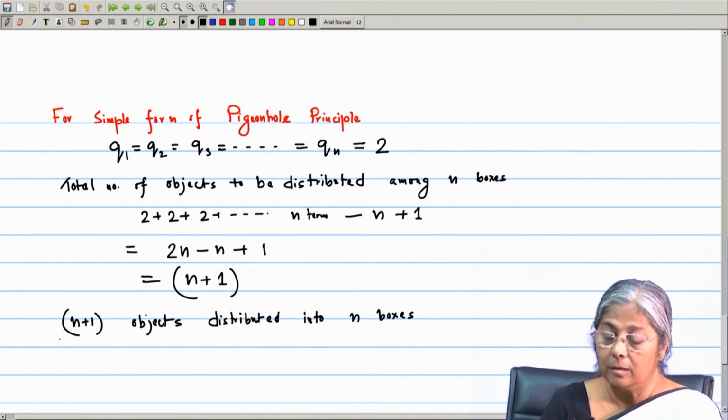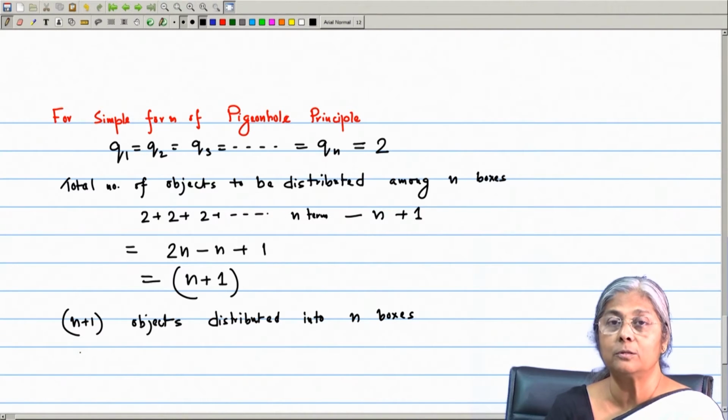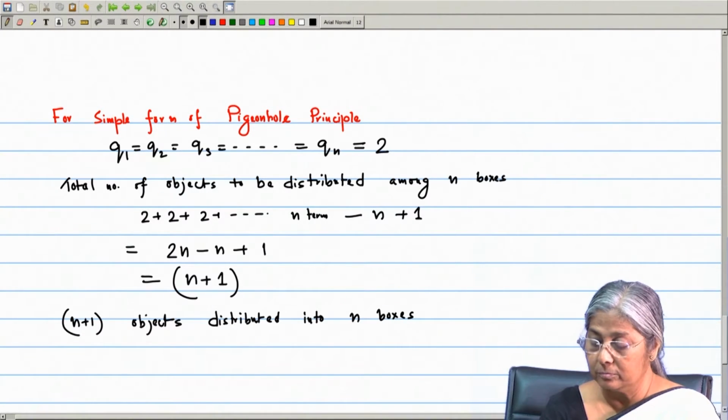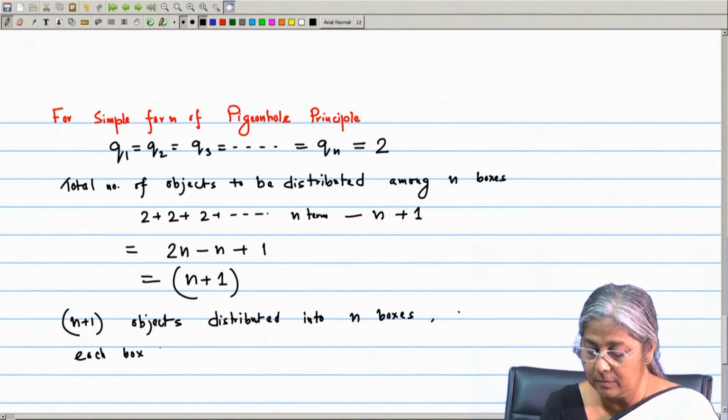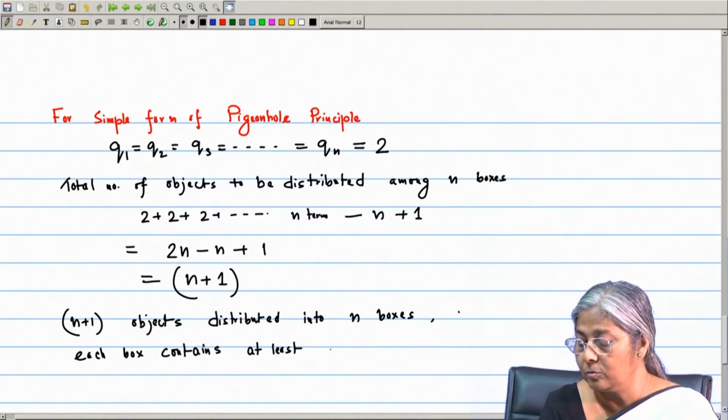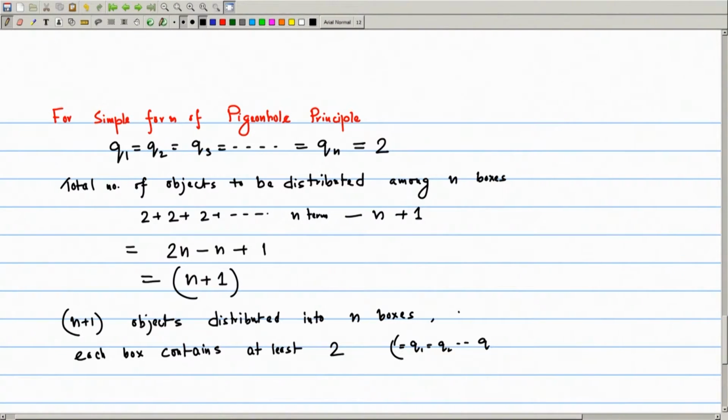Each one will get 2 or more than 2, that means at least 2, since my Q1, Q2 is 2. So, in the strong form it tells that Qi, here Qi is 2. So, each box contains at least 2, which is equal to that Q1, Q2, actually Qi. So, it is same as that of our simple form of pigeonhole principle.